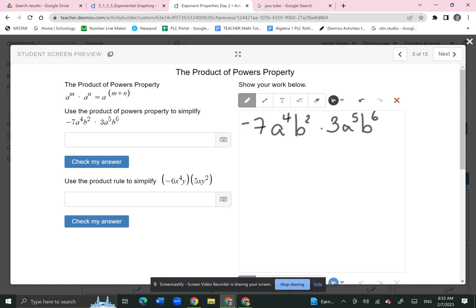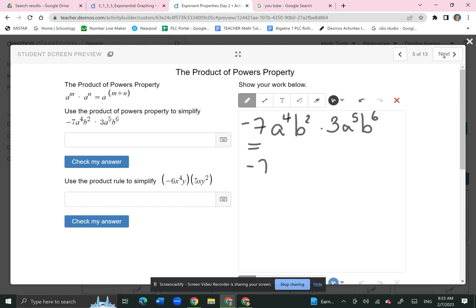So in other words, if I rewrite this so everything's in order, I'll write the numbers in order. And all of these mean that they're being multiplied, right? So negative 7 times a raised to the power of 4 times b raised to the power of 2 times 3 times a raised to the power of 5 times b raised to the power of 6, even though there's no multiplication symbols in between. So I'm going to rewrite this, and I'm going to move things around.